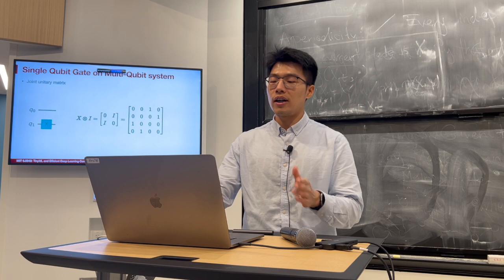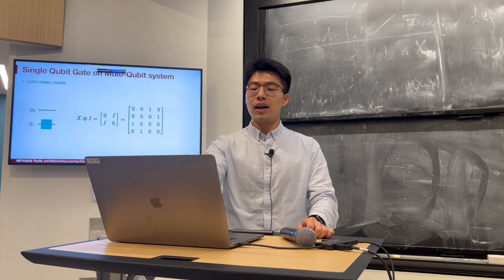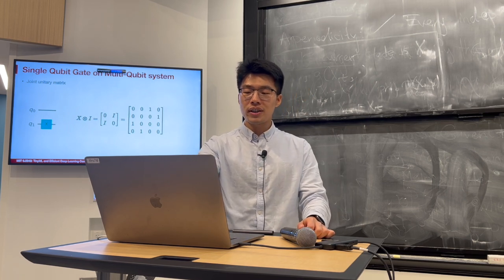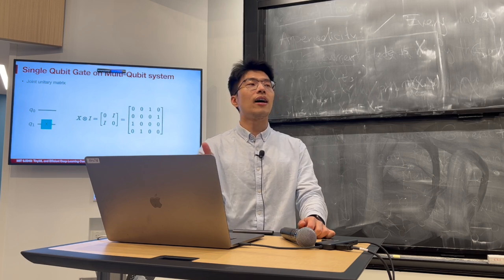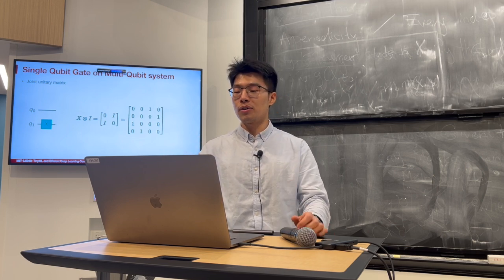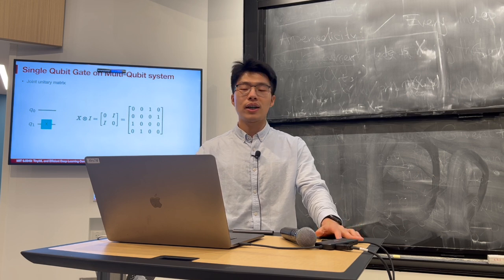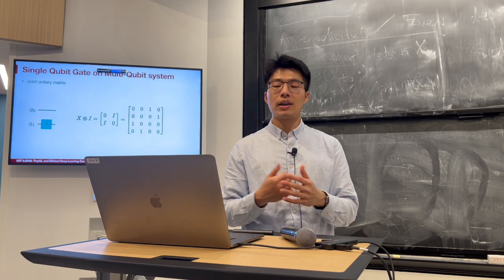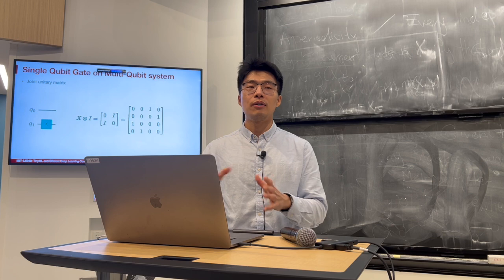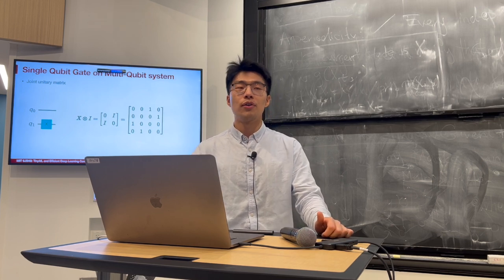And also we have this joint unitary matrix. When we have, for example, the NOT gate only on qubit 1, which is similar to the previous case, we can also compute the Kronecker product between the X and the I, and then we obtain this 4x4 matrix for the multiple qubit system.